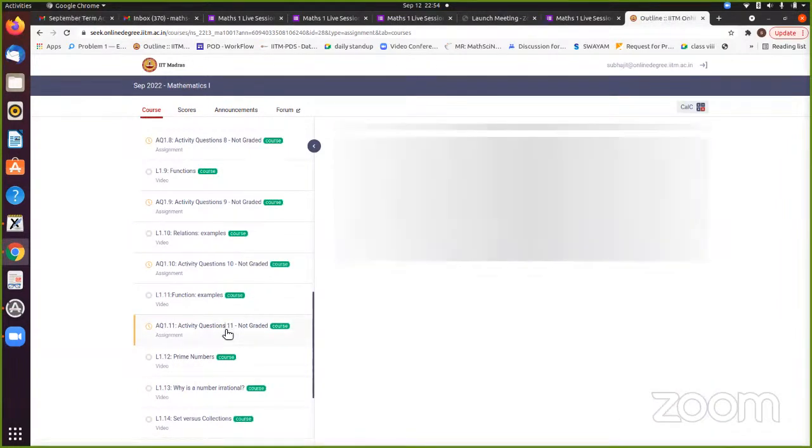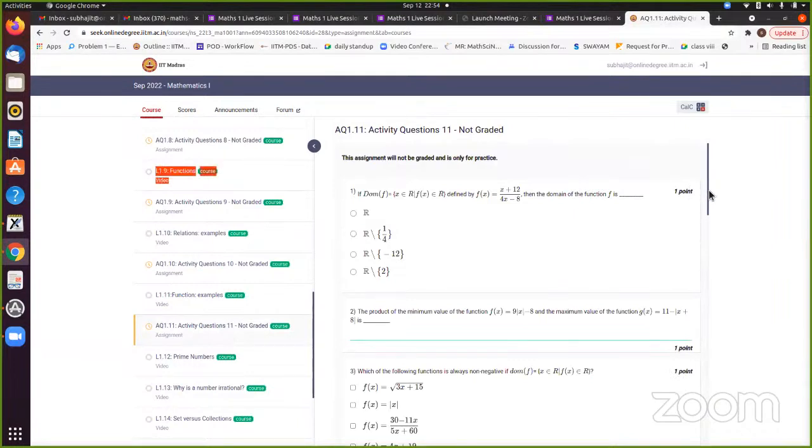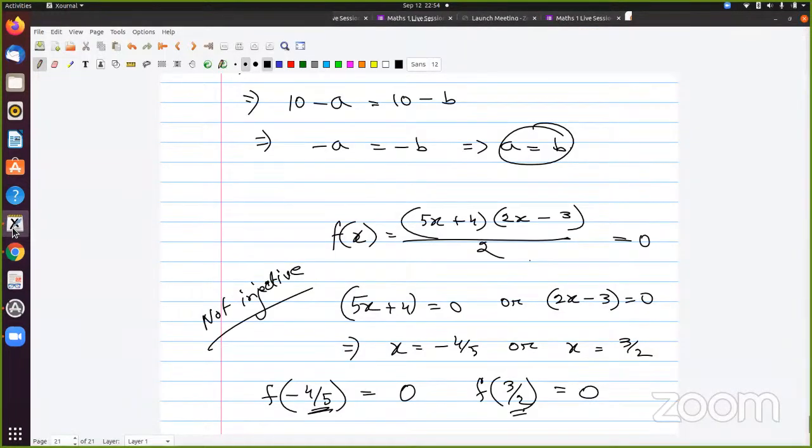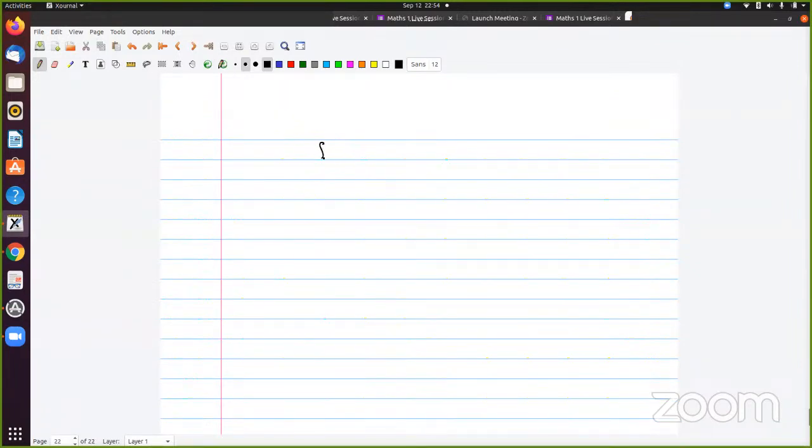Which one? Second one. The minimum value of this function and the maximum value of this function. Coming to that. So what is the minimum value of the first function? You tell me. It is 9 mod x minus 8. What is the minimum value? So what is the minimum value for mod x? 0. For this, the minimum value is 0.